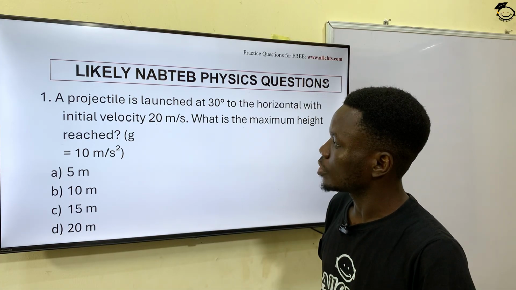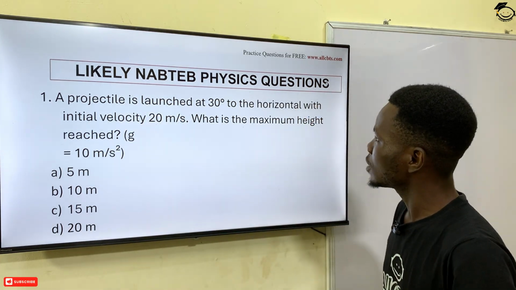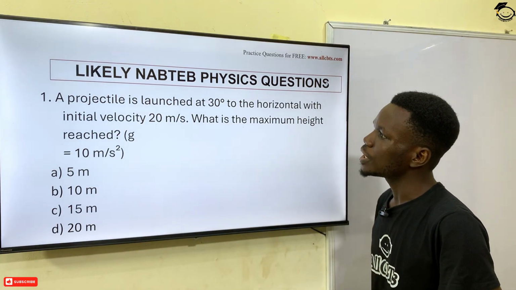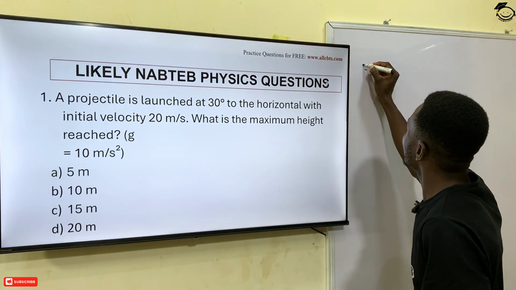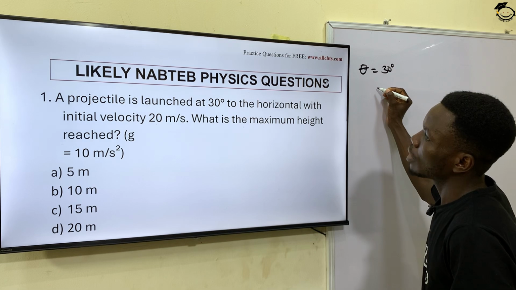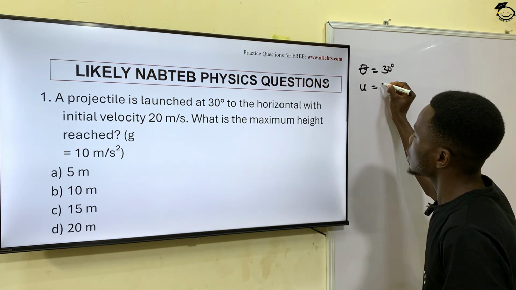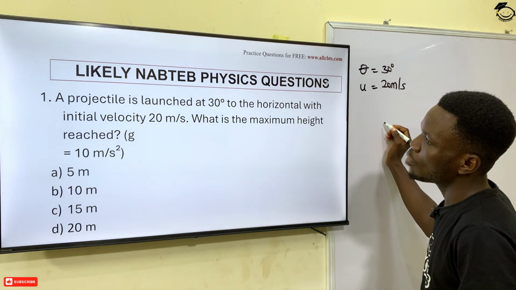Okay, let's dive right into it. Question number 1 says, a projectile is launched at 30 degrees to the horizontal with initial velocity 20 meters per second. So we are given the angle as 30 degrees, and then we're given the initial velocity u as 20 meters per second. What is the maximum height reached?